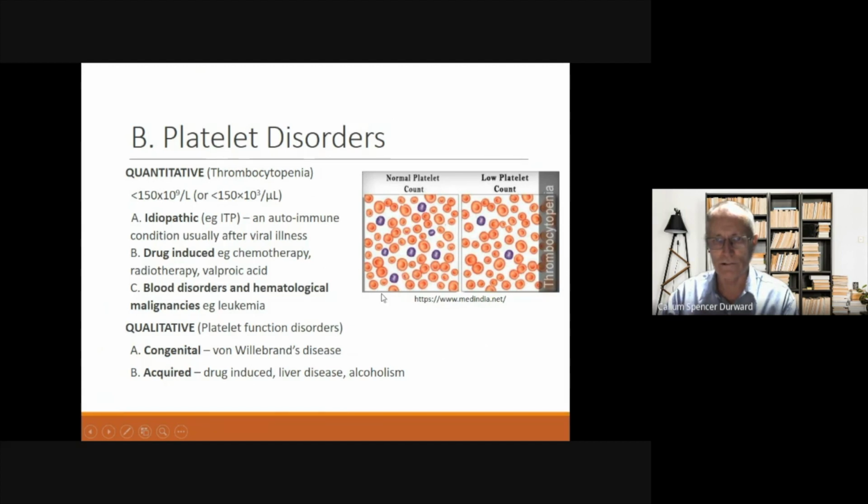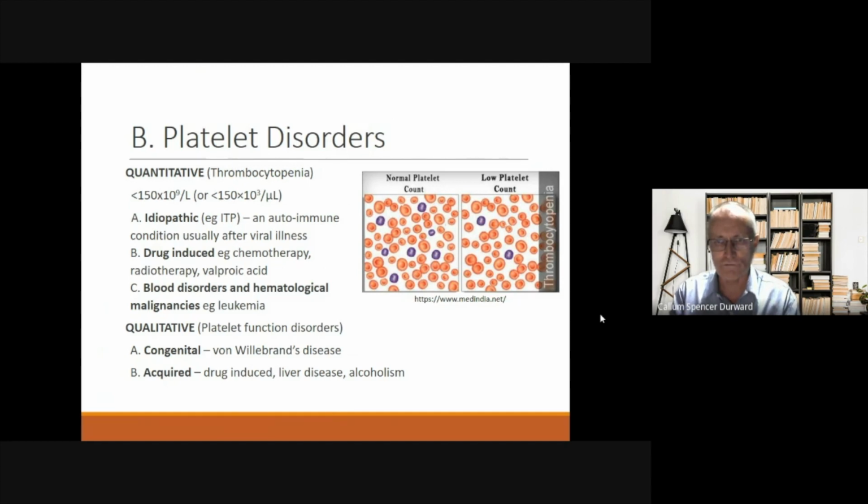Platelet disorders are of two main types: quantitative, and here we're referring to thrombocytopenia, and qualitative, which are platelet function disorders. Thrombocytopenia is defined as having less than 150 times 10 to the 9 platelets per liter. And there are three types. Idiopathic, the main one being immune thrombocytopenic purpura, or ITP, which is an autoimmune condition, usually following a viral illness.